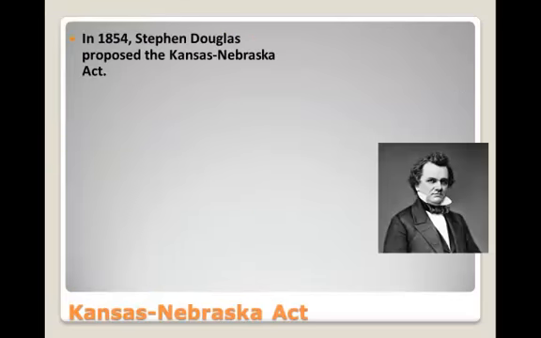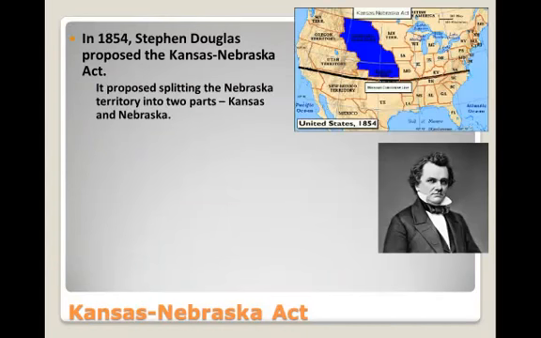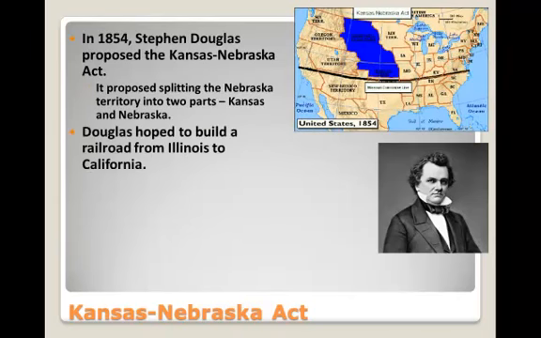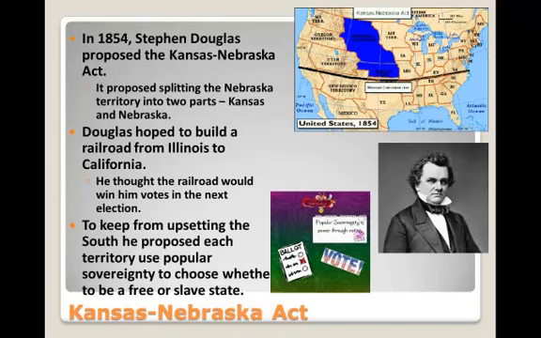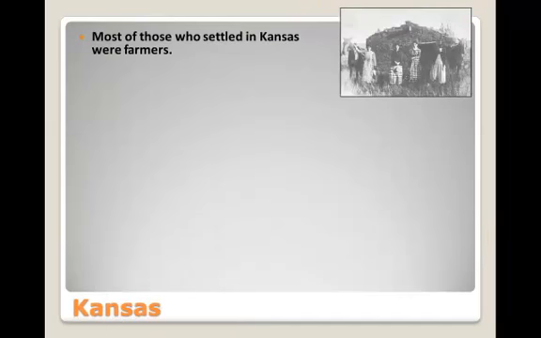In 1854, Stephen Douglas proposed the Kansas-Nebraska Act. It proposed splitting the Nebraska Territory into 2 parts, Kansas and Nebraska. Douglas hoped to build a railroad from Illinois to California, and he thought that this railroad would help him win votes in the next presidential election. To keep from upsetting the South, he proposed that each territory use popular sovereignty to choose whether to be free or slave states. Most of those who settled in Kansas were farmers.